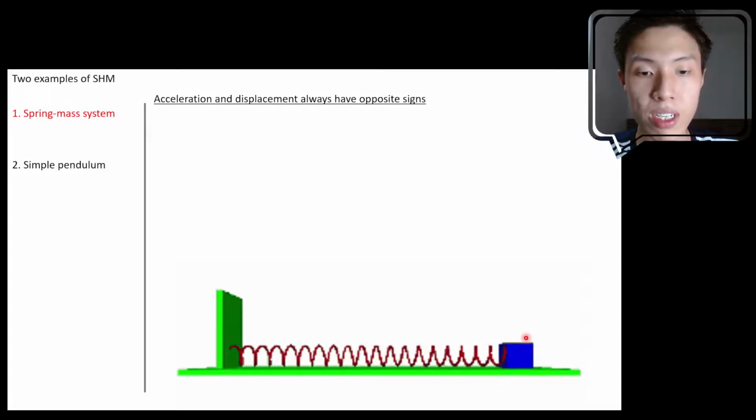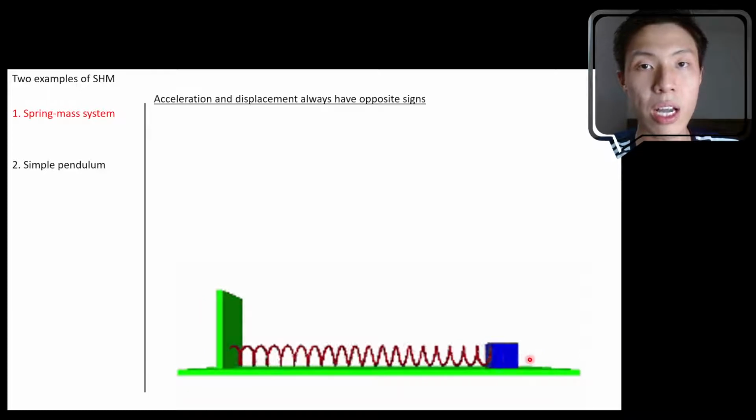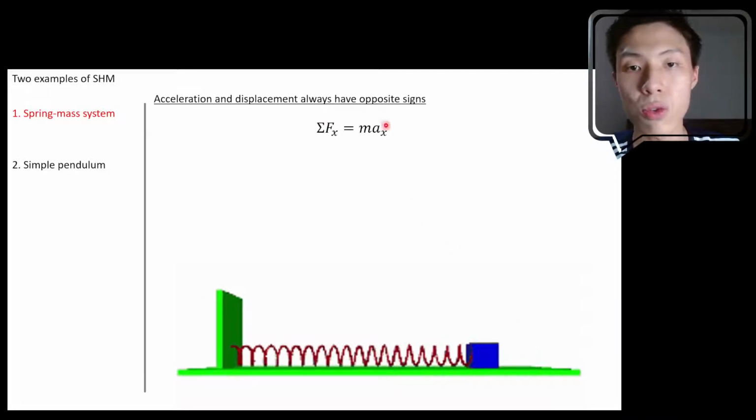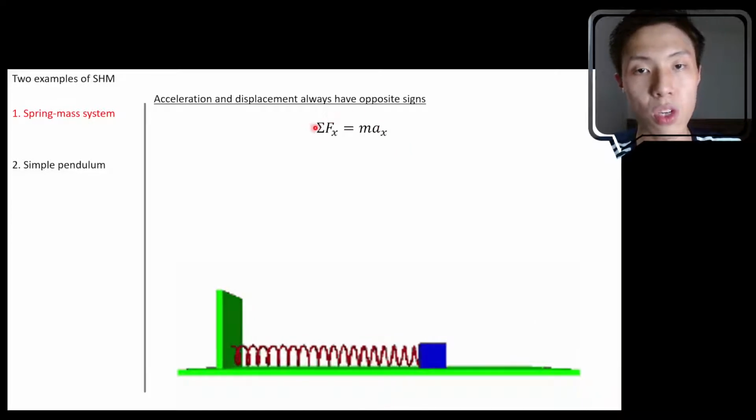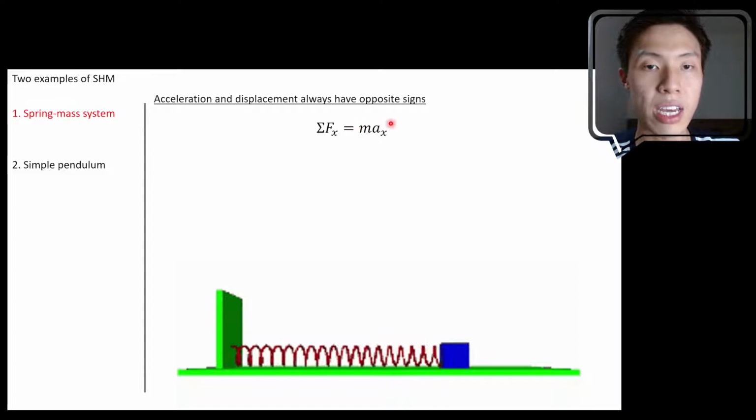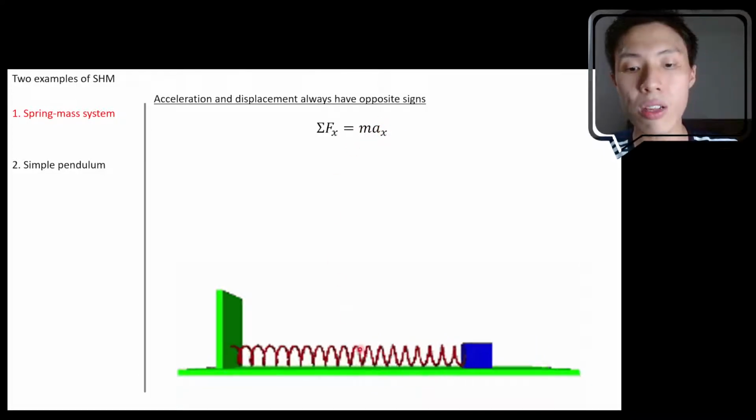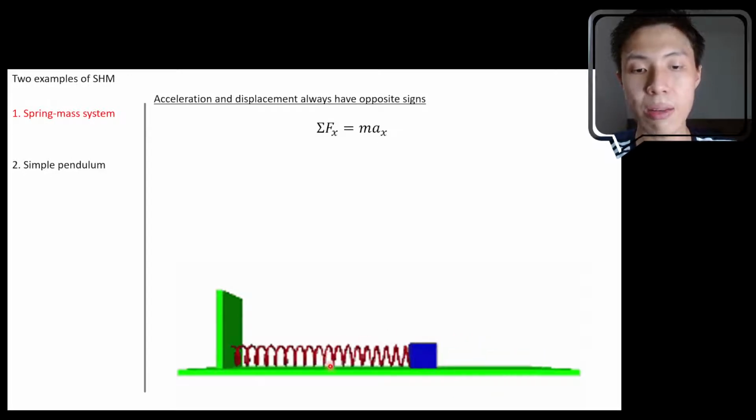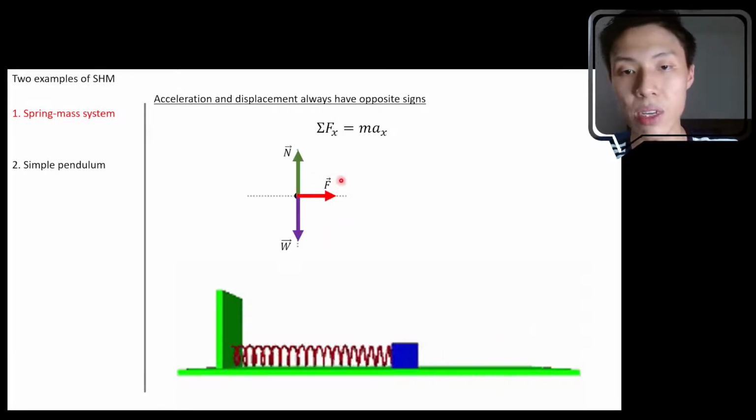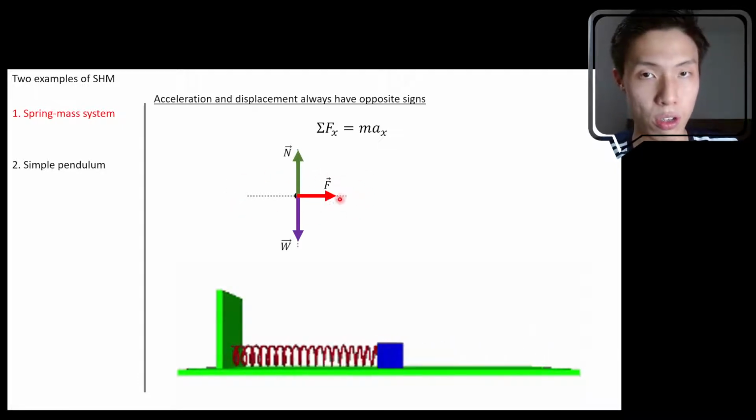For this spring mass system, we see that the oscillation is happening in the x dimension. Therefore, if we want to analyze the forces acting in the x dimension, we will use Newton's second law, in which the sum of force in the x dimension equals mass times the x component of acceleration. We want to determine what forces act in the x dimension, and to determine that, we draw a free body diagram. We can see that the only force acting in the x dimension is the restoring force of a spring.